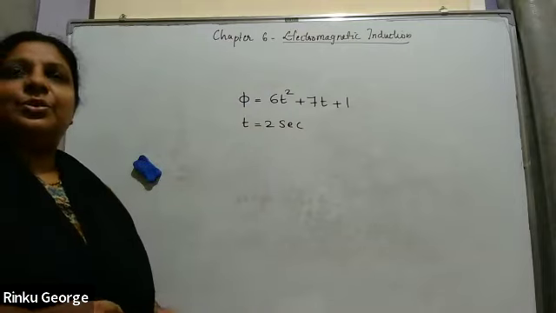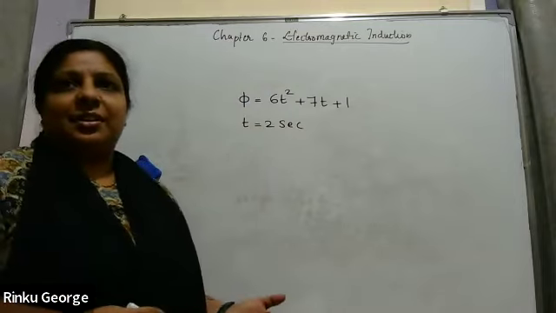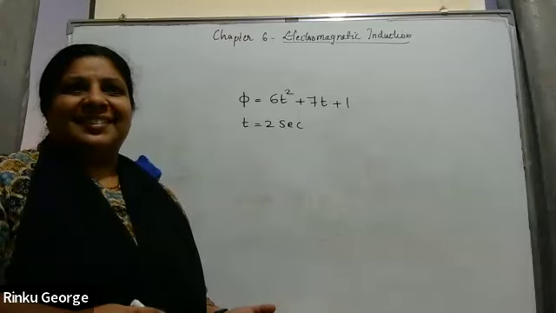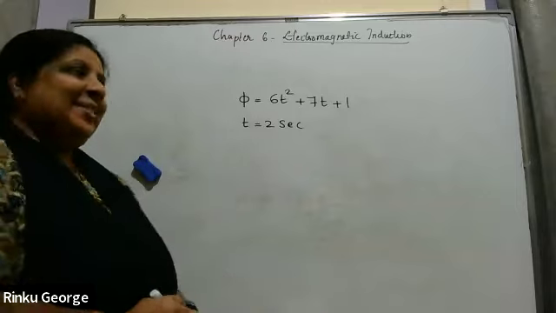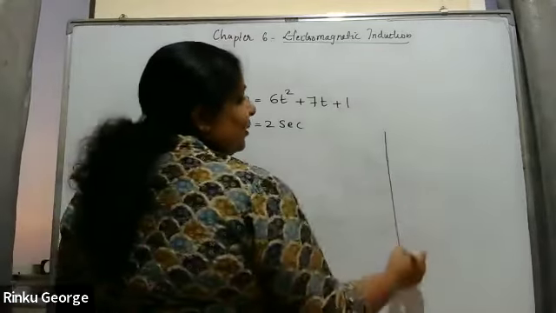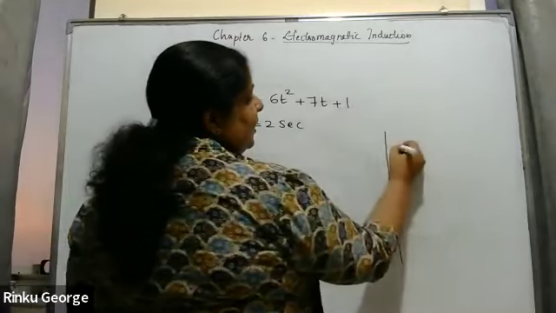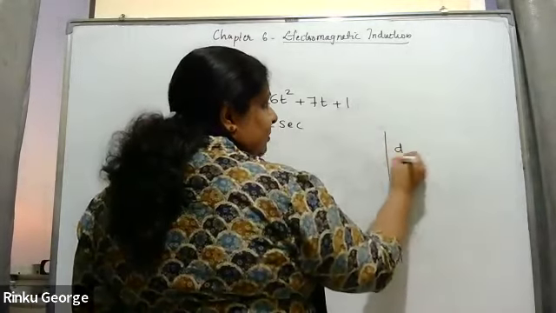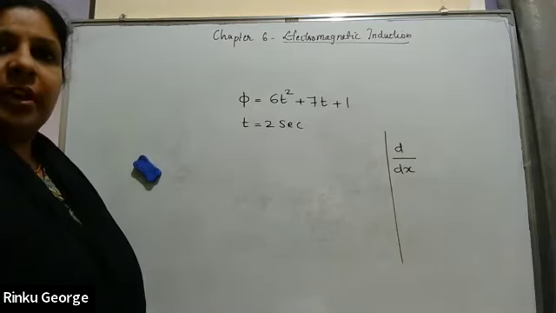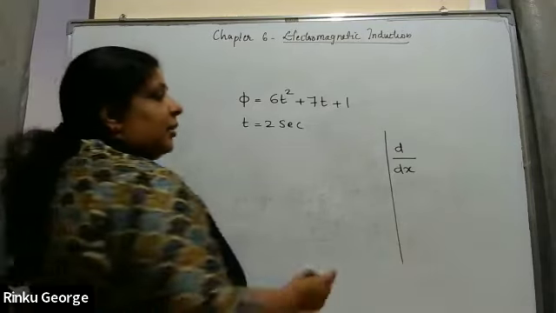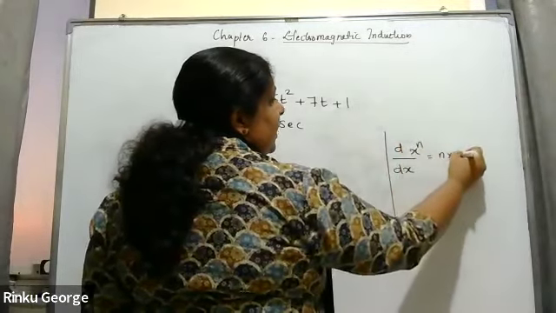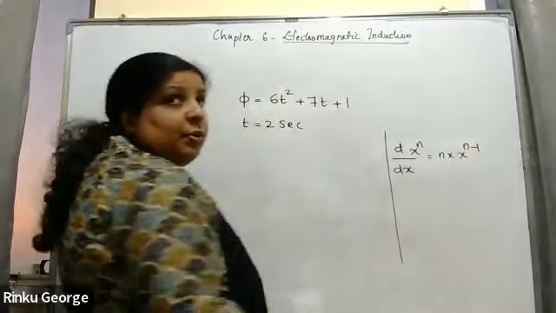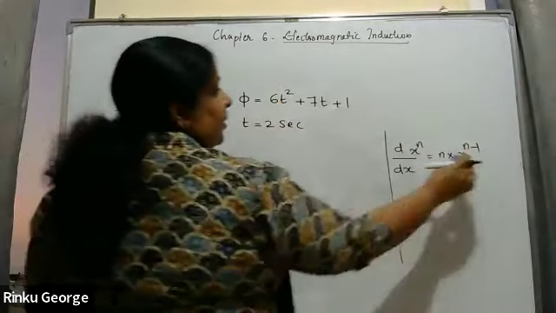Try to do. How to do? E is equal to minus d phi by dt. Who is non-math? You know differentiation? Those who have math, you do, others listen. You have to find minus d phi by dt. The formula for differentiation: d by dx of x raised to n is n into x raised to n minus 1.